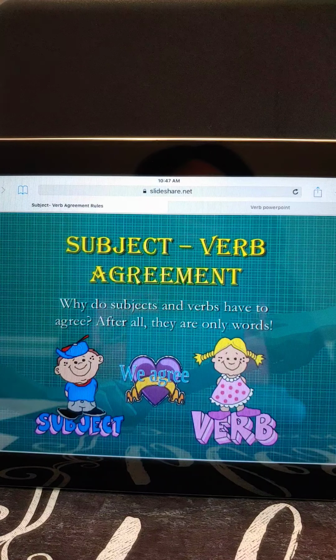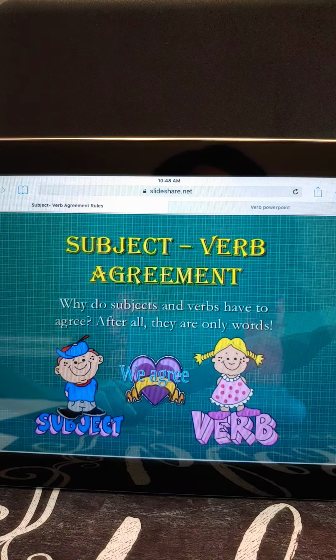Today we're going to learn about subject and verb agreements. Hopefully you have your page 131 and 132, which discusses subjects and verbs. Today I'm going to use this PowerPoint to hit on some important key points, and I will also upload this in the Google Classroom.